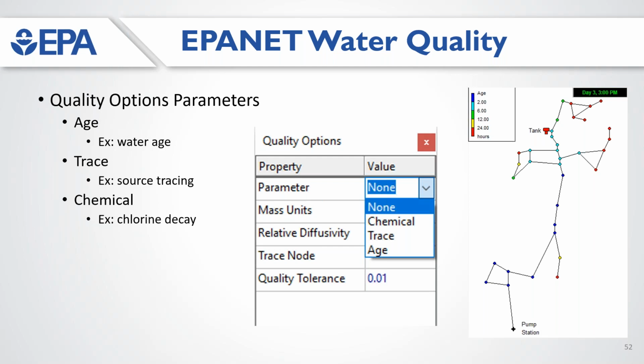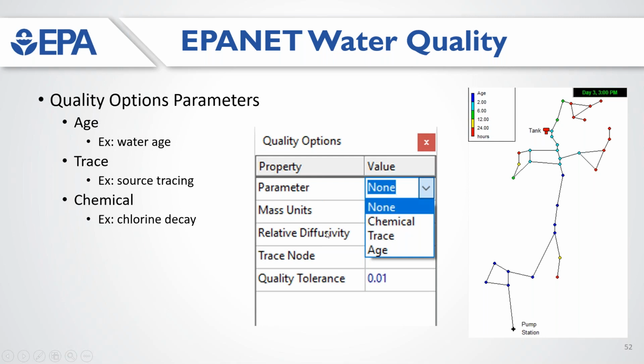We can first do water age analysis, and we can do tracing analysis. We can find out where the water comes from, and we can do chemical analysis, of course, most commonly chlorine decay. So in the browser, you can see in the quality option you can choose. You can turn off the water quality option, so you only run hydraulics, a pretty fast hydraulic simulation. You can choose trace, age, or chemical. If you want to do chlorine decay, certainly you will choose chemical, or you can change it to chlorine.